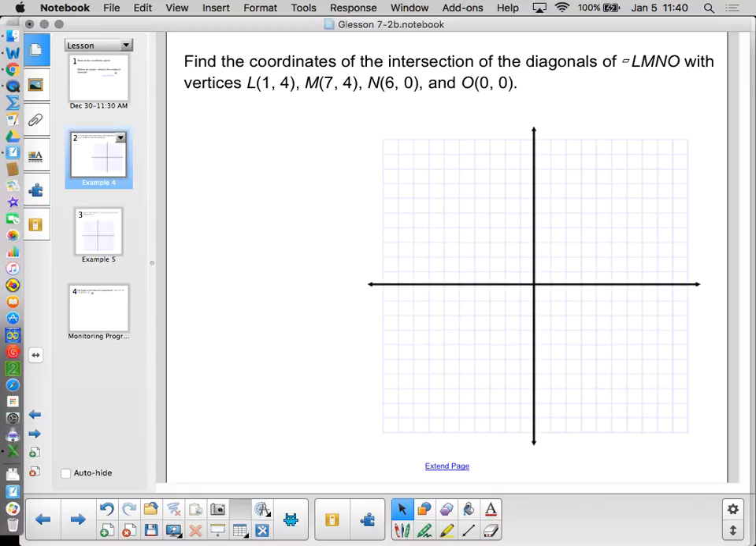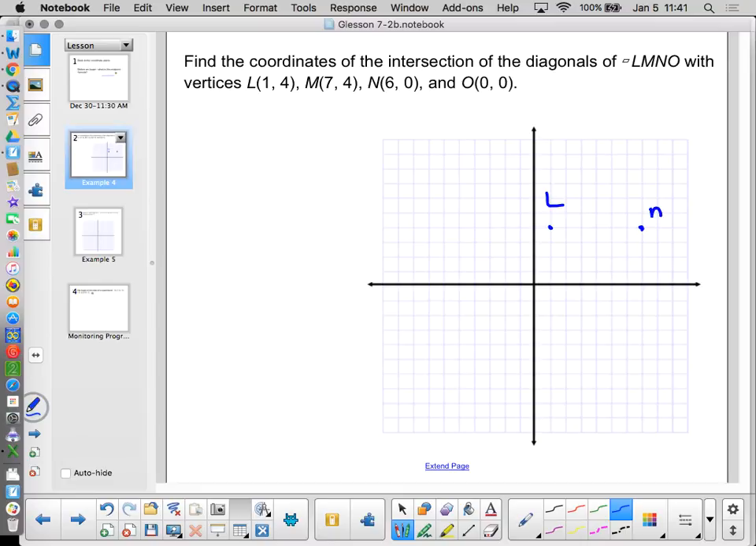It says, find the coordinates of the intersection of the diagonals of parallelogram LMNO with these coordinates for the vertices. So let's go ahead and do that. L is at 1, 4. There's L. M is at 7, 4. N is at 6, 0. And O is at 0, 0.